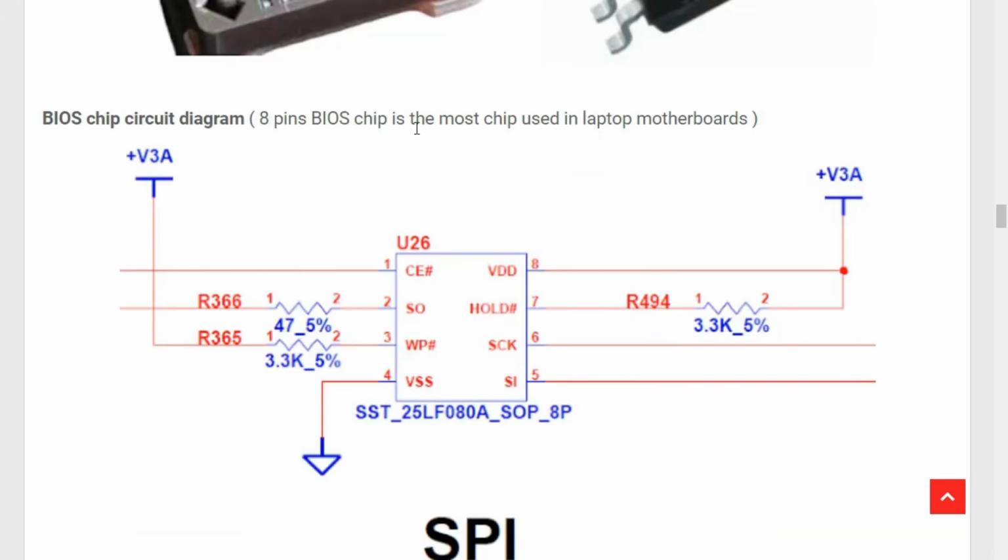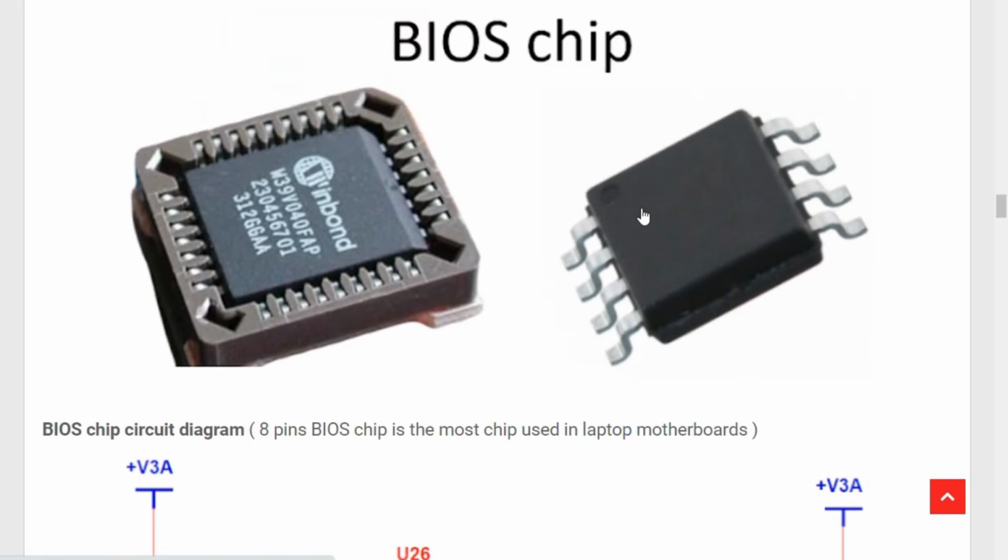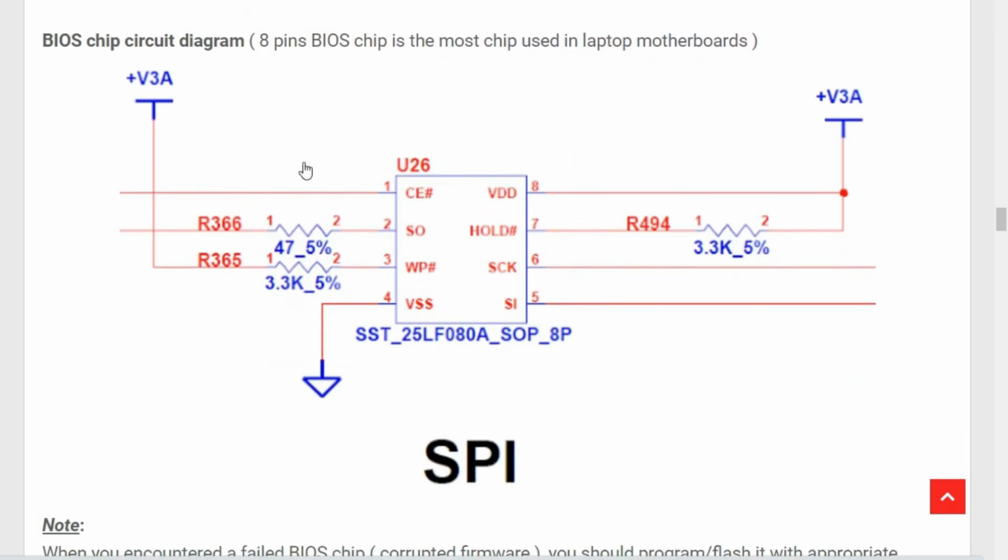So the 8-pin BIOS chip is the most used chip in laptop motherboards, of course. This kind of BIOS is a very common BIOS, okay? 8-pin BIOS. So basically here we have its datasheet, as you can see. So basically here, as you can see, this is its datasheet.